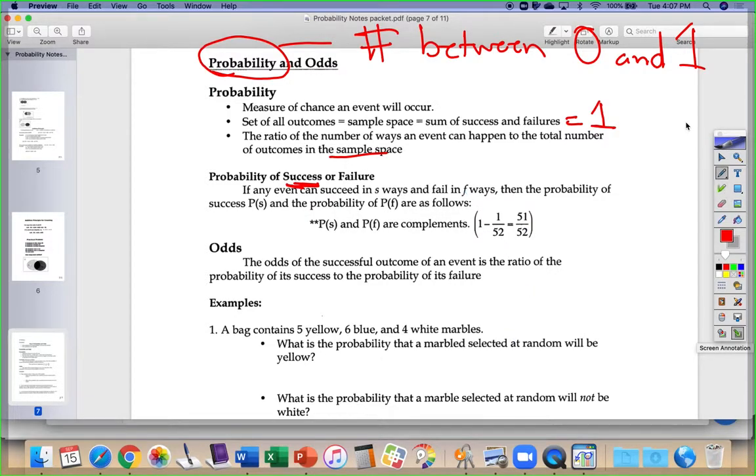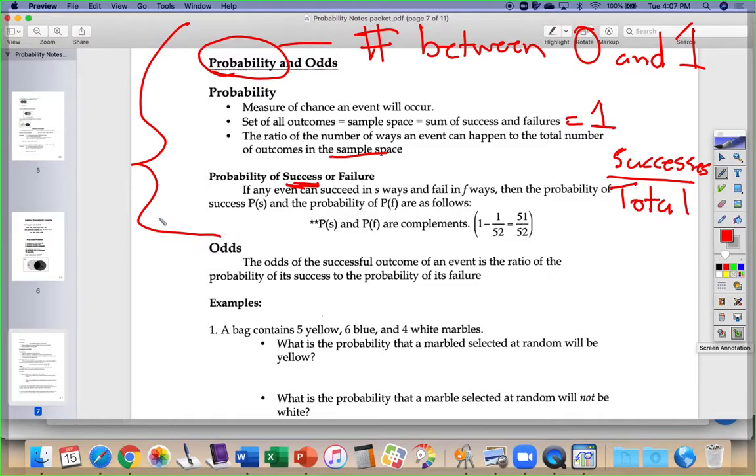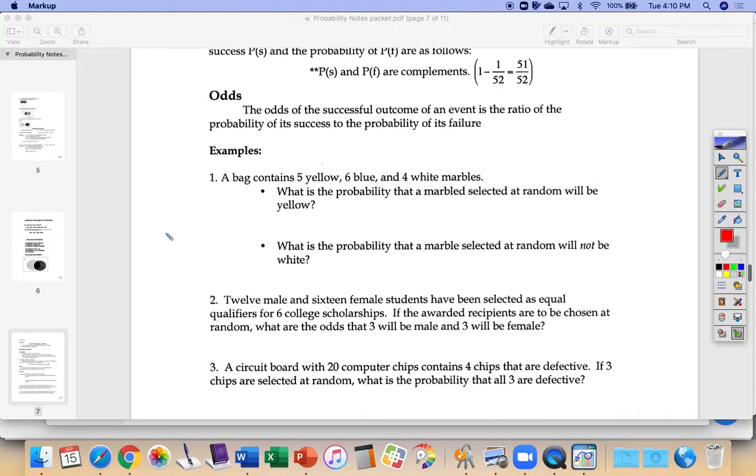Probability, to sum it up, simplify it, is just a ratio of successes over total outcomes. Most of this stuff in theory talk isn't all that easy to understand, but when we get to an example, it's much easier. So we're going to do a couple examples with probability, and then we will circle back to odds in a minute.